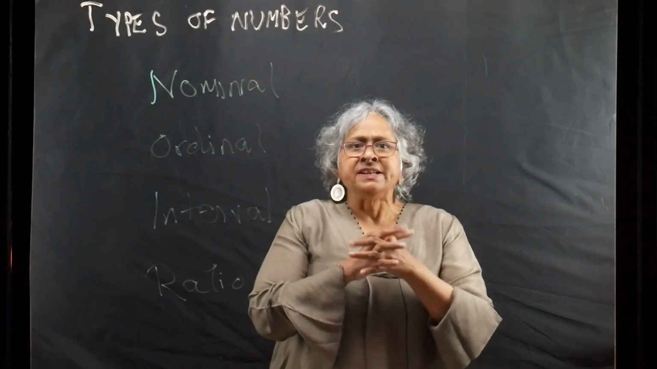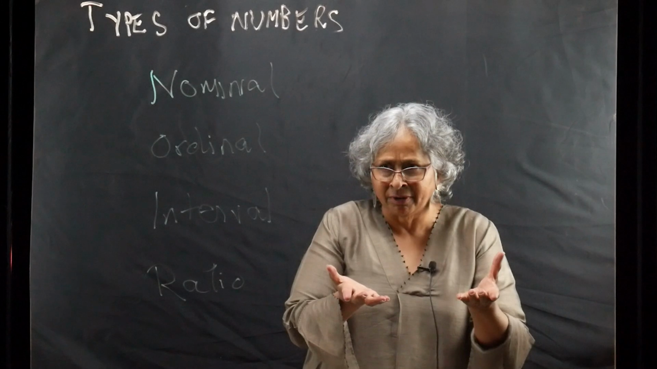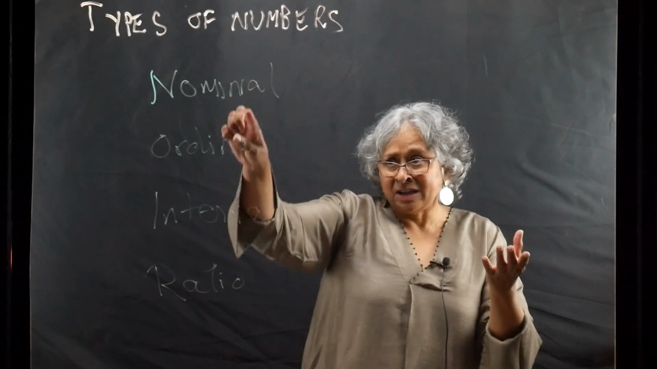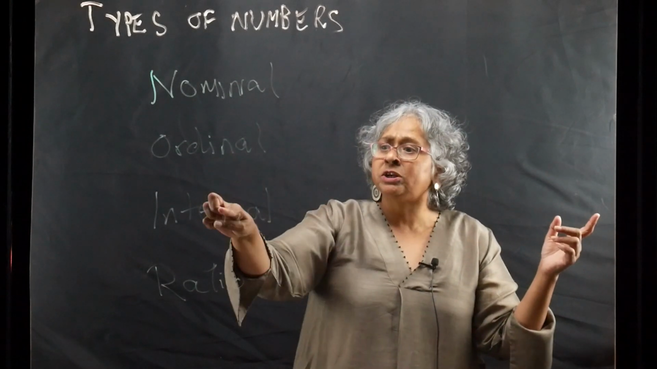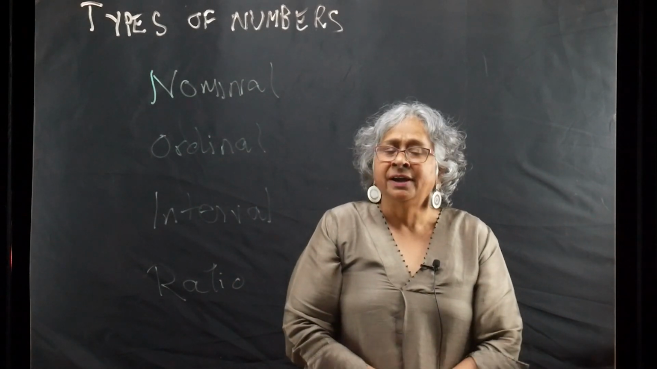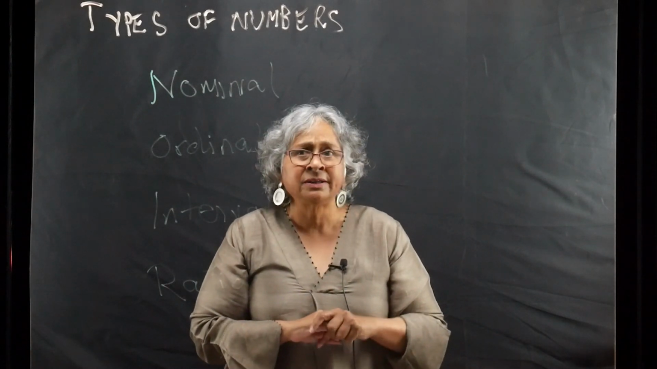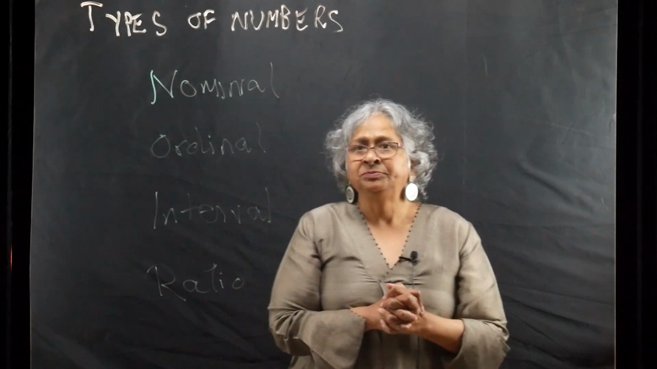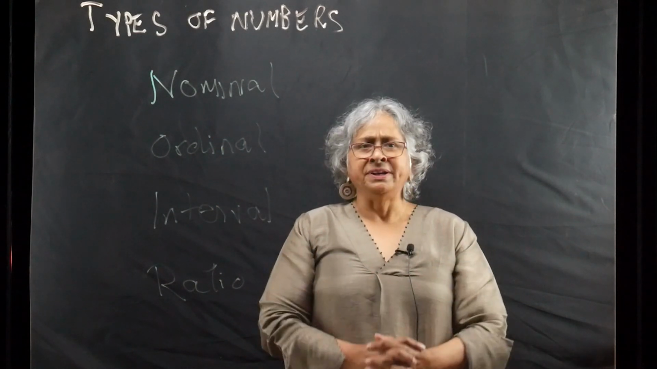So here is the first concept that we have to think about. When we notice numbers, it's important to figure out what type of number we are noticing. And as it happens, a number is not just a number. There are actually 4 types of numbers, and we need to know which type of number we are working with in order to use it appropriately. The first kind of number is nominal.